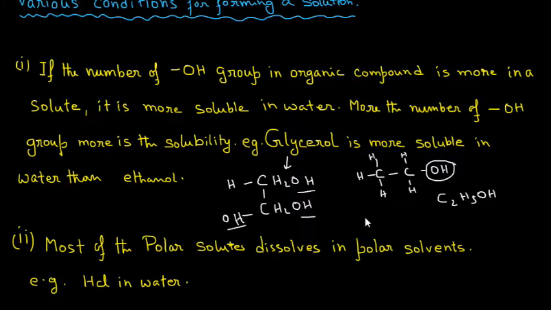So we mean to say that most of the polar solutes, so if HCl is a polar solute and water is a solvent, then both are polar here, so HCl is soluble in water. It is more likely that HCl is soluble in water because both are polar.